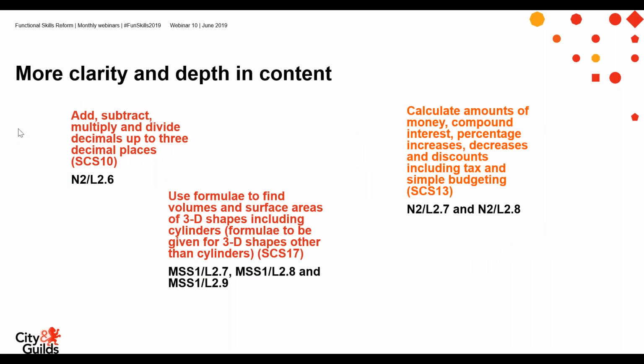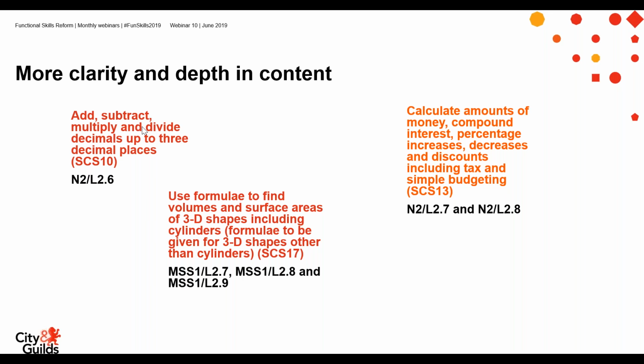Some more greater clarity and more depth questions. Again, these 3 examples were each featured in the core curriculum, but generally tended to be assessed as part of a scenario or a context rather than being tested directly when it came to the legacy functional skills qualifications. Take the example of subject content statement 13, calculate amounts of money, compound interest, etc. They were usually addressed through questions if they had tax or budgeting.